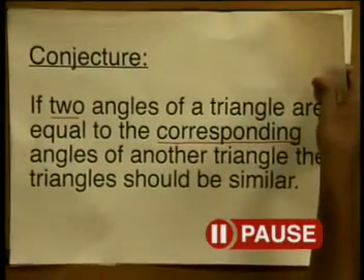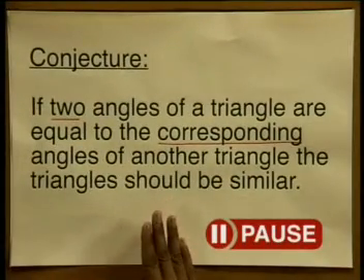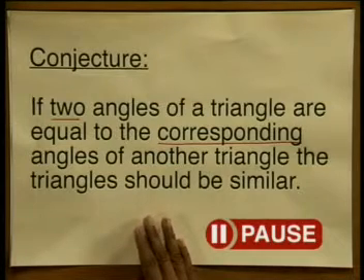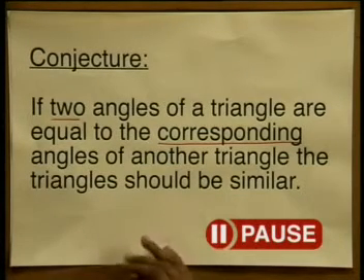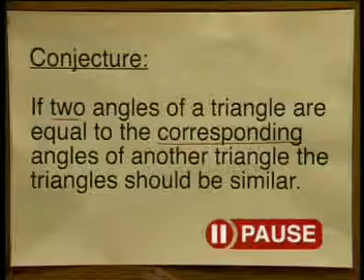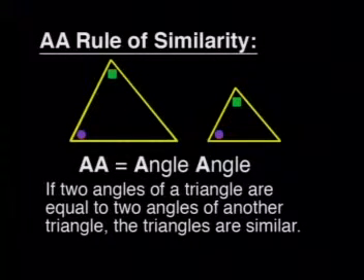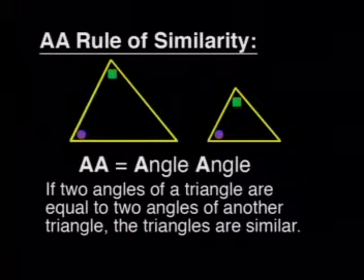We can now formulate this conjecture as a mathematical rule. This is called the angle-angle rule of similarity. If two angles of a triangle are equal to two angles of another triangle, the triangles are similar. This can be abbreviated as the AA rule of similarity. AA stands for angle-angle.